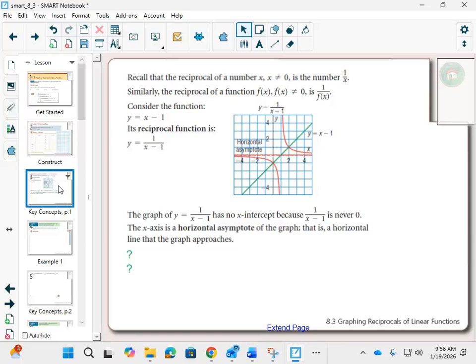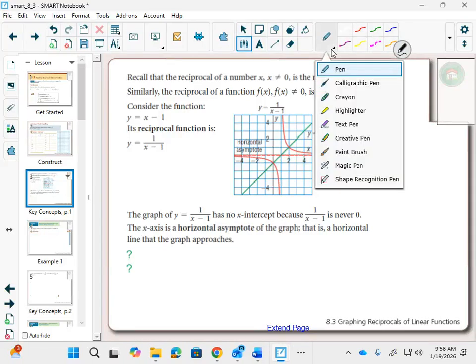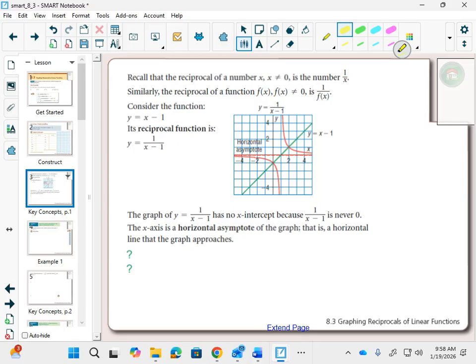Take out our highlighter. We're going to learn some new words. We're going to look at reciprocal functions. We're going to learn a new word, asymptote.